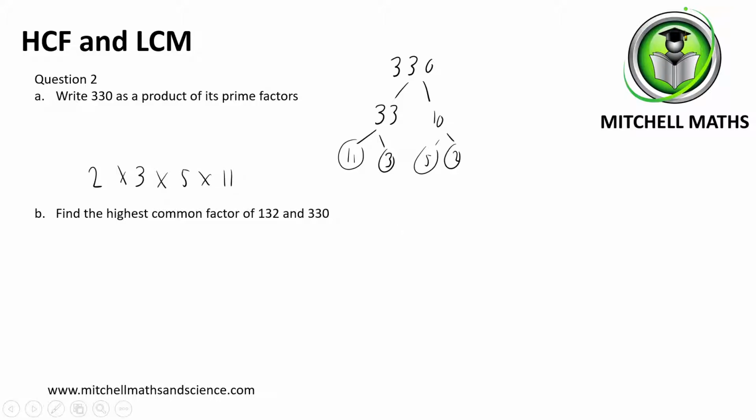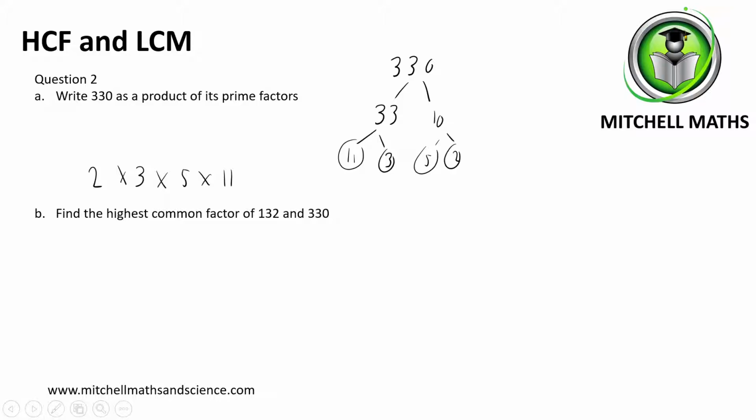Now let's get on to our highest common factors and lowest common multiples. I'm going to use something called a Venn diagram for this method. I don't know which method you used at school, but we need to find the highest common factor for 132 and 330. What the highest common factor means: a factor is something that is a multiple of that number. So for example, 4 would be a factor of 8 because 4 times 2 is 8. So we need to find the highest factor which occurs in both 132 and 330.